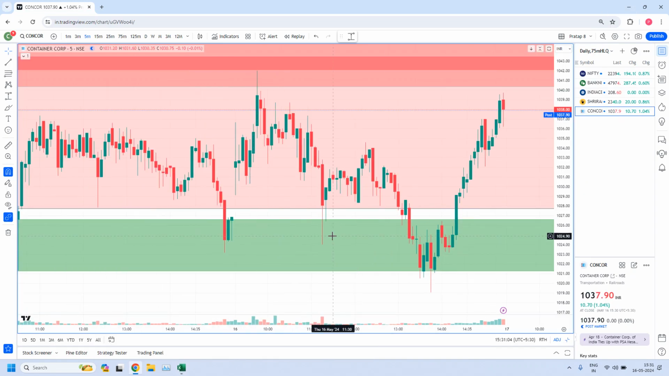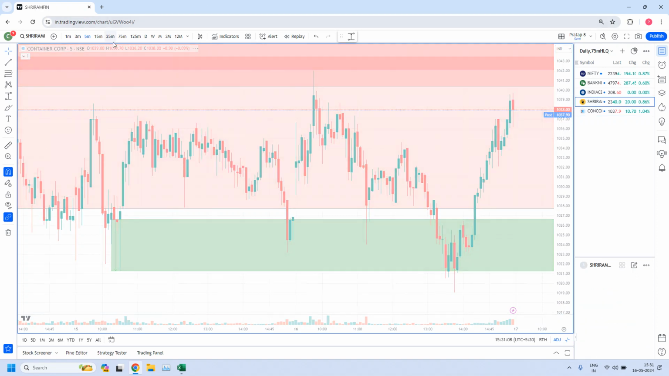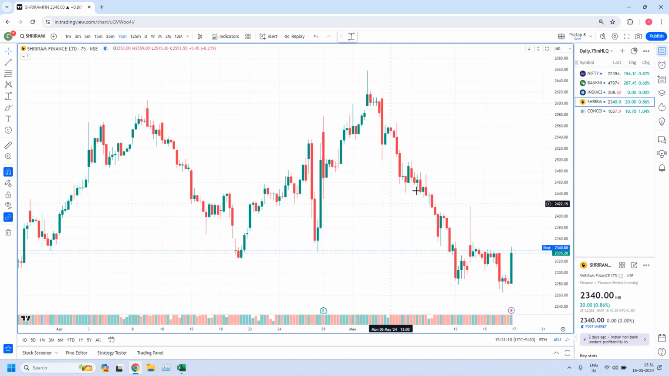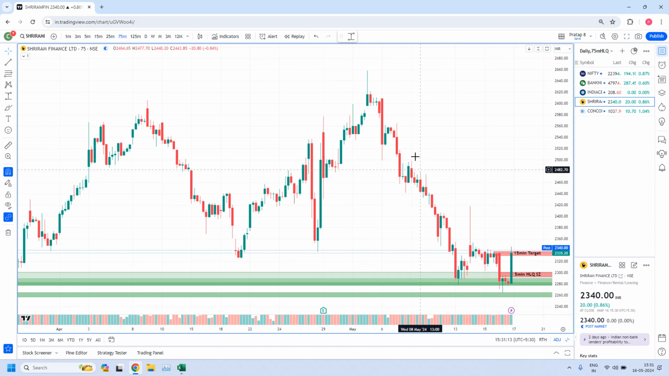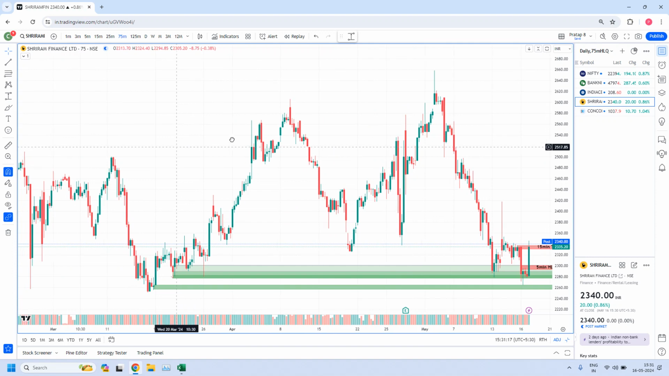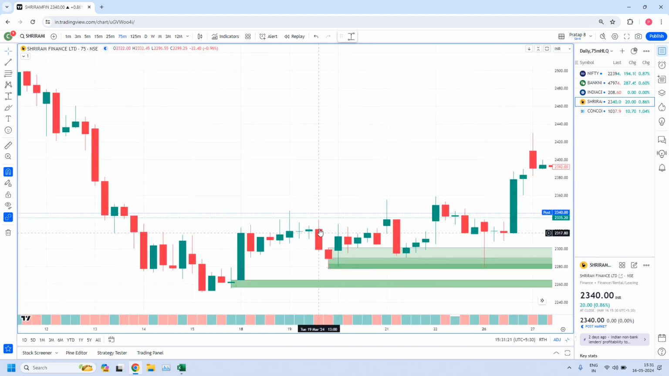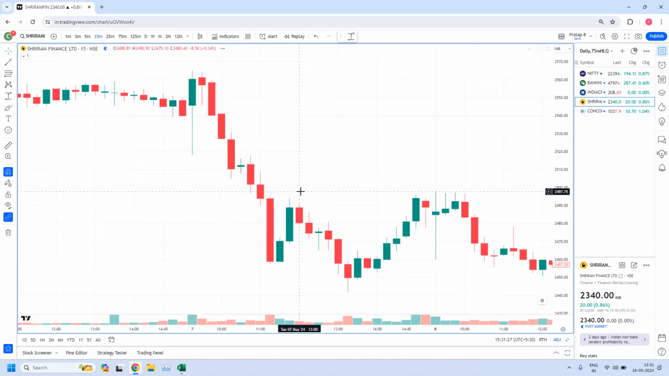And the next one is Shriram Finance. This is also a 75 minute zone. Already previously I explained how to fine-tune, but let us discuss once again. This is a drop, base, rally. And this 75 minute zone we fine-tuned with the 15 minutes time frame.